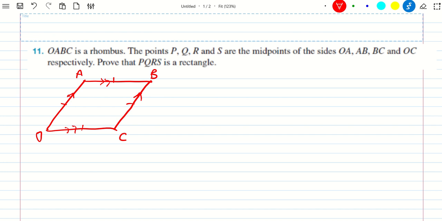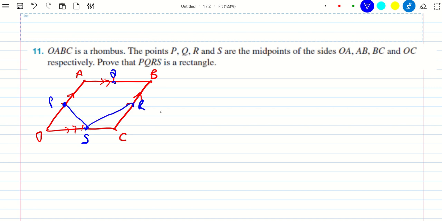The points P, Q, R, S are the midpoints of sides OA. So essentially that's P, A, B is R. So it just goes around. So P, Q, R, and S are the midpoints of the sides OA, AB, BC and OC respectively. Prove that that is a rectangle.